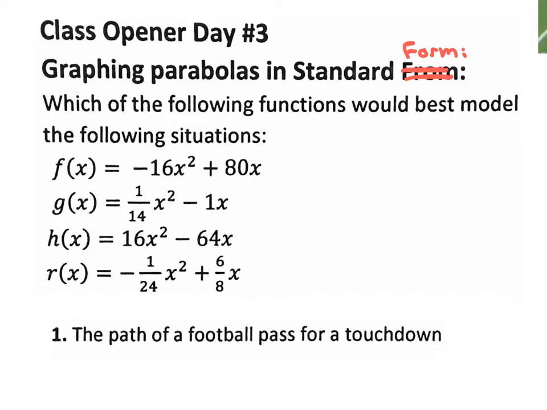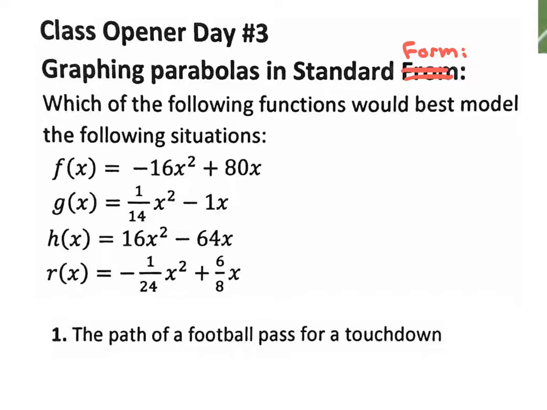Okay, so what I would like you to do is to copy down these four functions, f of x, g of x, h of x, r of x, and then think about these four different functions. By the way, they are in standard form, ax squared plus bx plus c, but I purposely put the c value, the constant, as 0 on all of these, all right? But either way, all of them are quadratic functions.